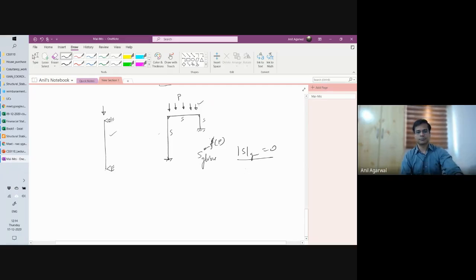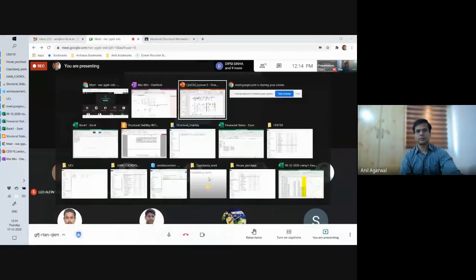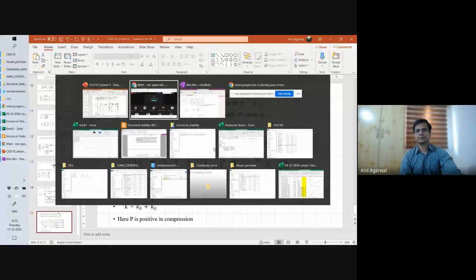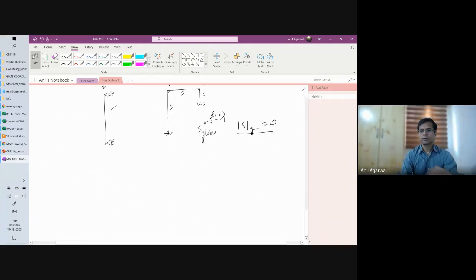This is the stiffness matrix, right? In this stiffness matrix you have the function P itself. So when the determinant of S global becomes 0, that means your P critical has been reached, when the entire frame is going to buckle. So this is a very, very powerful scheme, and you can even incorporate some level of material nonlinearity into it and still predict the failure and so on.